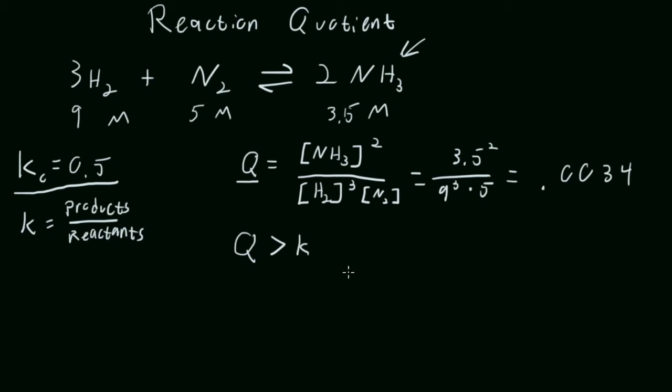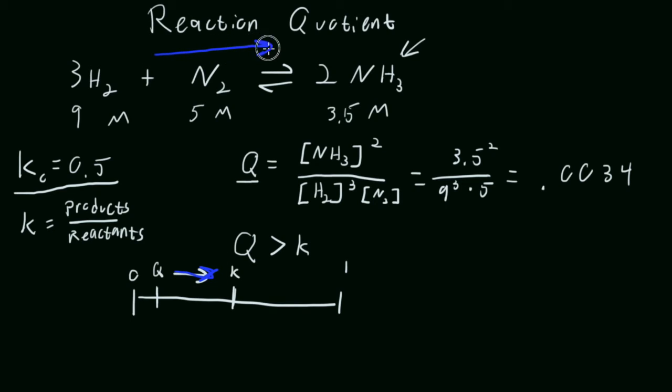And so the way we can easily figure this out is we can just put up a number line, 0 to whatever. In this case, 0 to 1. And halfway on this number line would be K, right? If my Q is to the left of K, so it's going to be way down here, then my reaction will want to shift to the right. My Q always wants to go towards K. And so if I put this on a number line and see which direction we would have to go to get to K, if I have to go to the right, then my reaction is going to shift to the right.